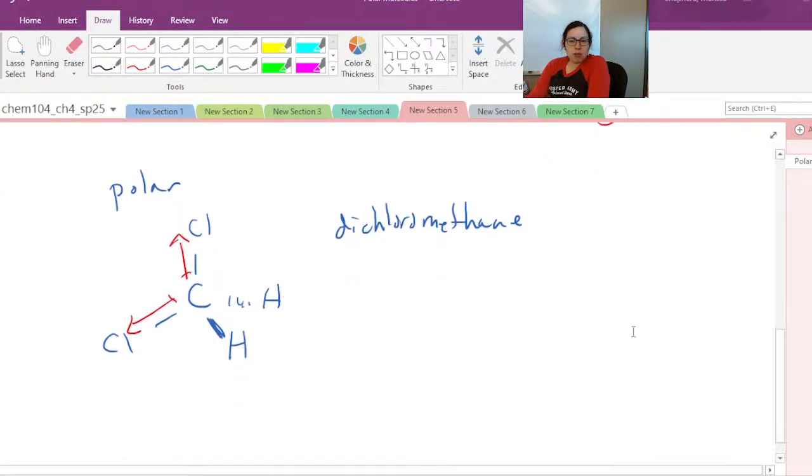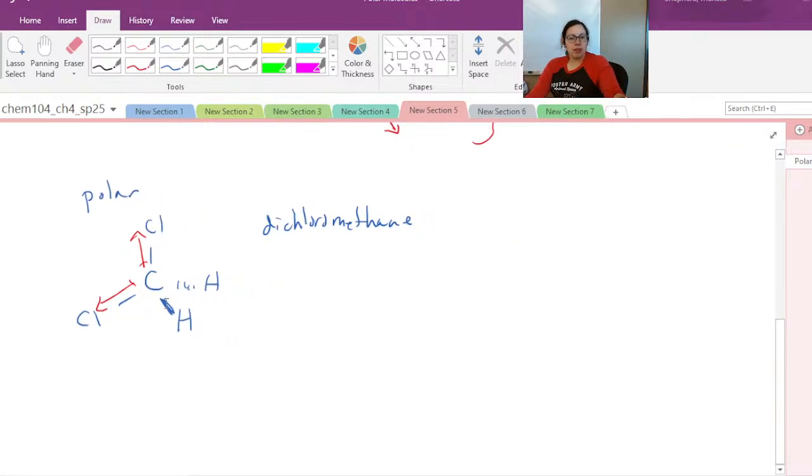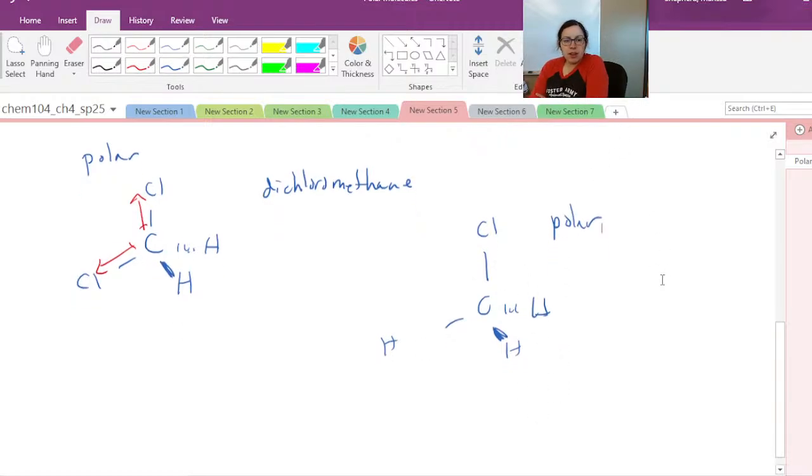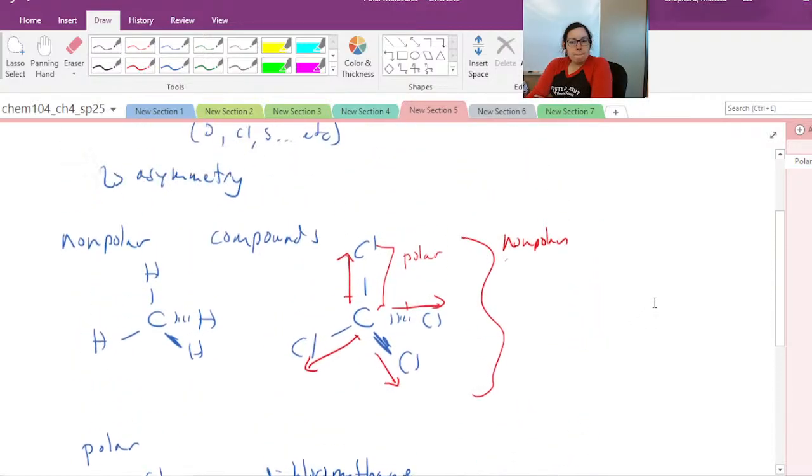That means chloroform is also the same. We could replace one of the hydrogens, or just have one chlorine, and it's still polar. You could have three chlorines, still polar, as long as there's some sort of unevenness. That's what you're looking for.